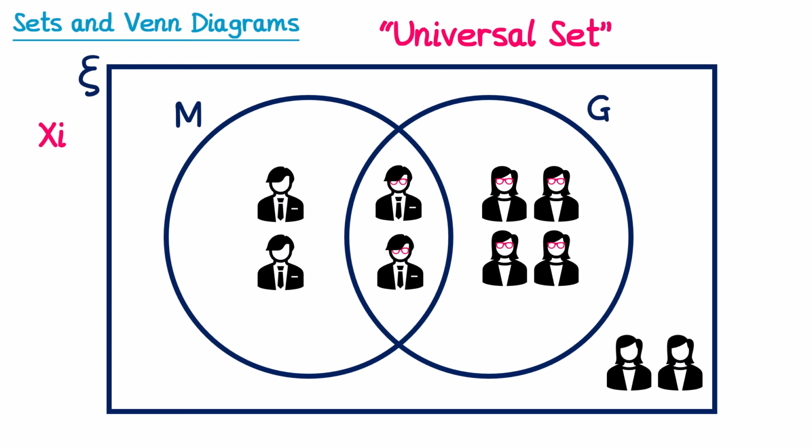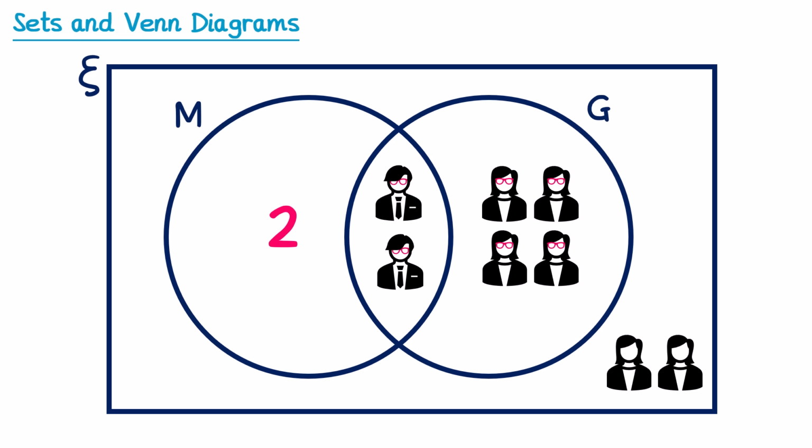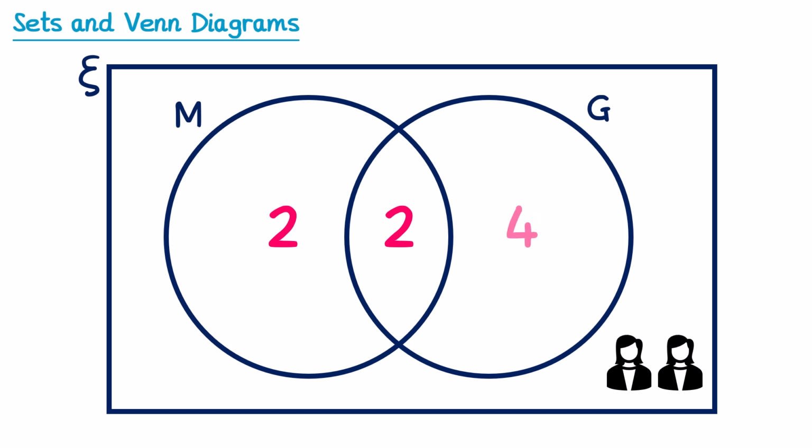In your exam, you're more likely to encounter a Venn diagram where frequencies are used instead. So instead of these 2 people on the left-hand side, we just write the number 2. Instead of the 2 in the middle, we'd write 2. Instead of the 4 on the right, we'd write 4. And the 2 on the outside, we'd write 2.